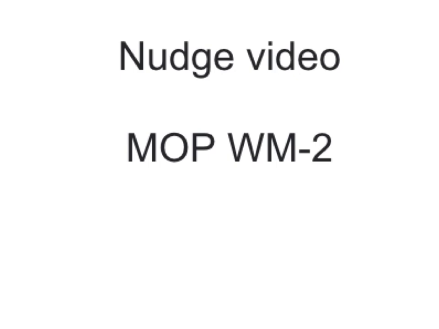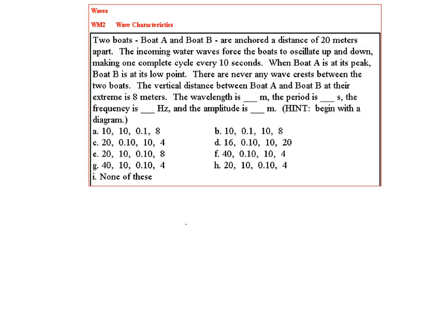Well, here's a little short video that might help you if you need a nudge in MOP WM2 in the Waves unit. So you're going to run across a question like this, which gives you a lot of information, and they ask you for 4 important properties about a particular wave: the wavelength, period, frequency, and amplitude.